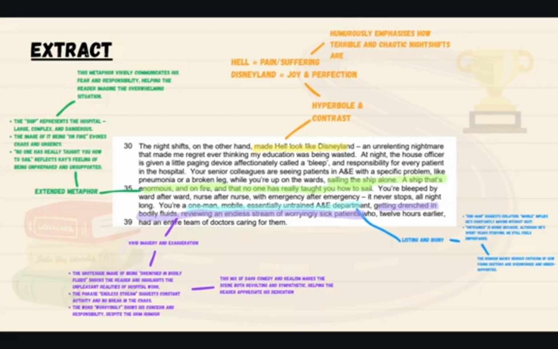Here, the grotesque image of being drenched in bodily fluids shocks the reader and highlights the unpleasant realities of the hospital work. The phrase endless stream suggests constant activity and no break in the chaos, and the word worryingly shows his concern and responsibility despite the grim humour used. Here, the mix of dark comedy and realism makes the scene both revolting and sympathetic, and it helps the reader to appreciate his dedication. Let's have a look at this in a paragraph.